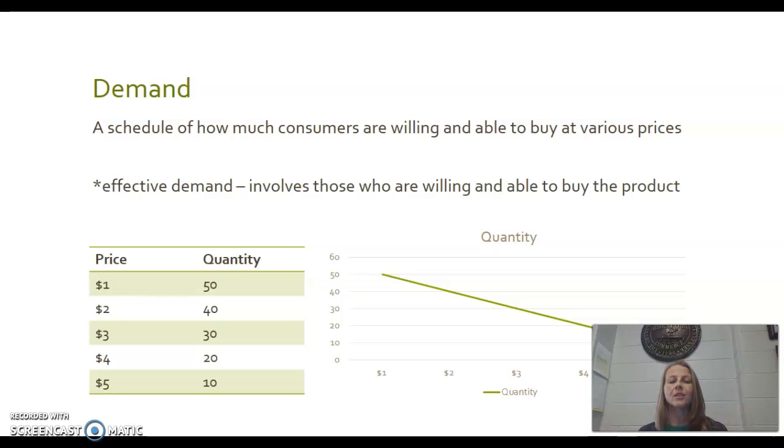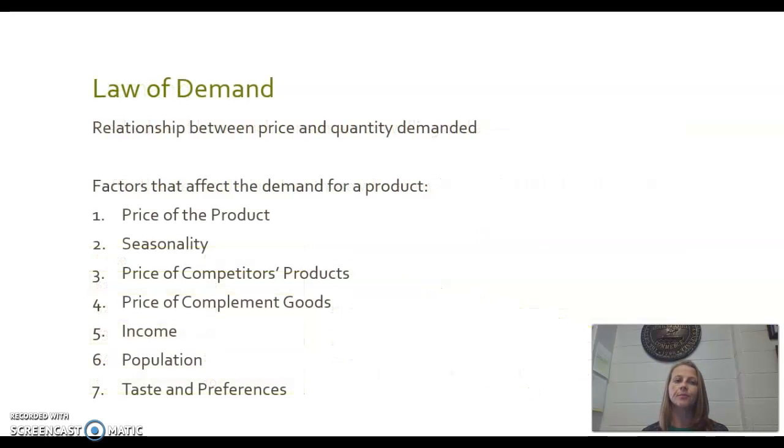So you see here, there's a demand table. So at $1, I could sell 50 units, at $2, 40, at $3, 30, and so forth. If I were to chart this, you see that there's a demand curve here that goes downward to the right, and this is an inverse curve, meaning as the price increases, the quantity consumed will decrease. And so the law of demand states that there's an inverse relationship between price and quantity demanded. That's why we get that demand curve that decreases as you approach the right.